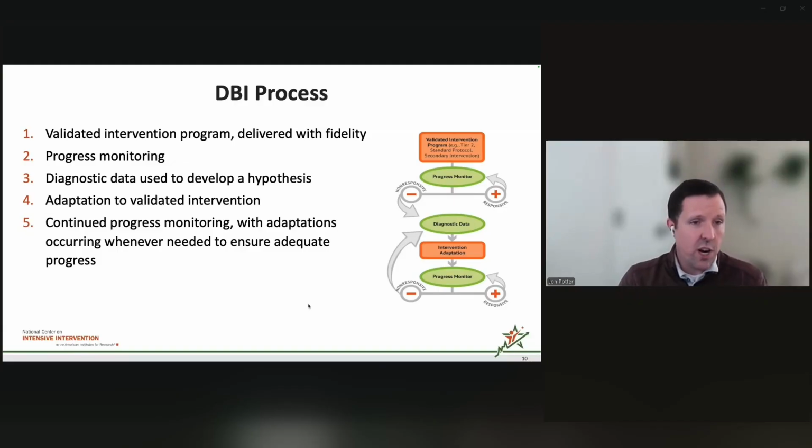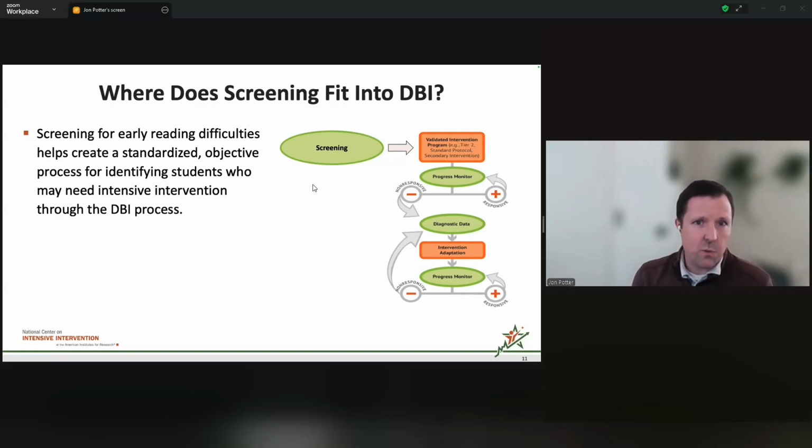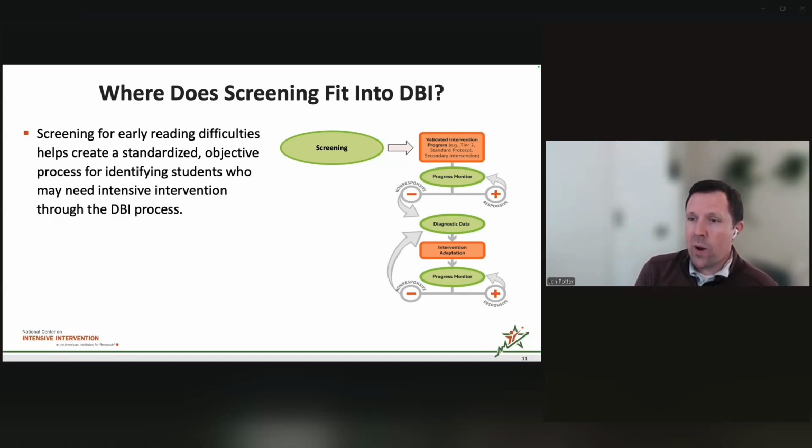So today, what we're talking about in this whole series is this idea of screening. And so where does screening fit into this, you may be asking? And so screening is really the entrance point into this whole process. Screening is how we create a standardized way, a relatively objective, nothing is 100% objective, but a relatively objective way to identify who are those students that are going to need intensive intervention through this process. Who are the students that we know if we don't ramp up instruction and provide something different, that they're not going to meet future reading benchmarks, they're not going to become proficient readers. And so screening is kind of the on-ramp to this whole process.